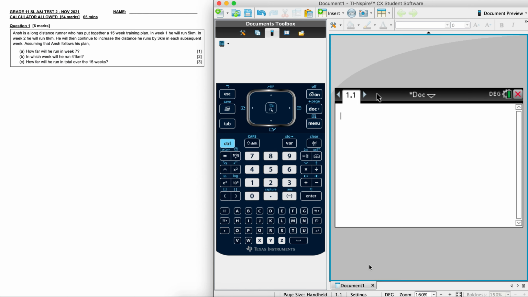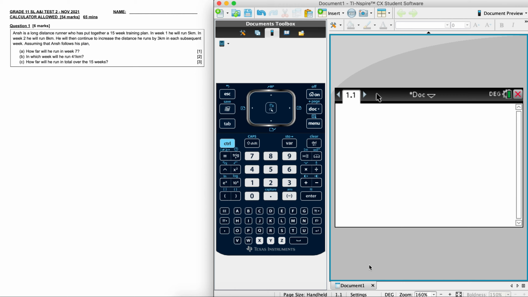Okay, so this question is asking us about sequences. Andrew's a long distance runner. He's put together a 15-week training plan, and in week 1 he runs for 5 kilometers, and then each week it seems to increase by 3 kilometers.